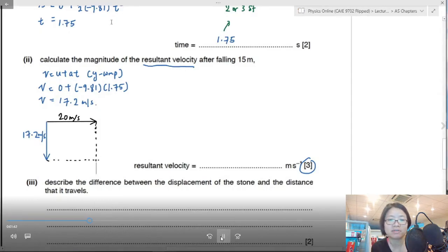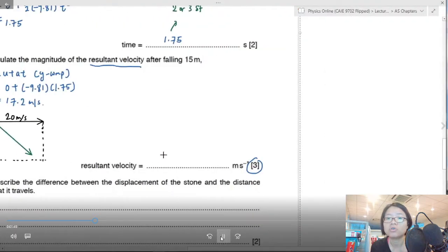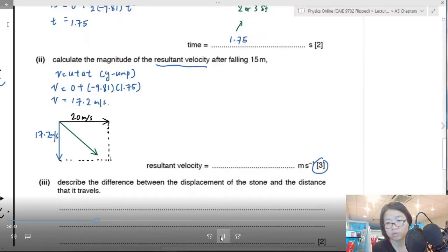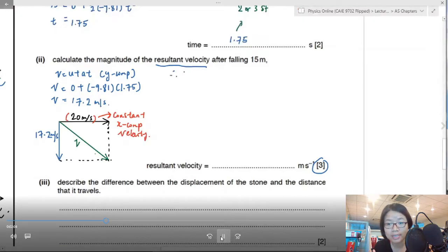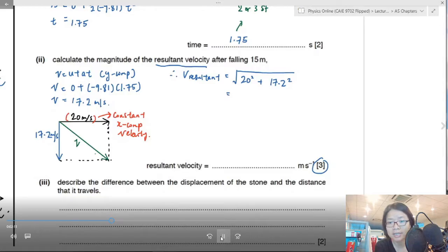So here your resultant velocity would be the resultant between these two. If you did your chapter 1 work, if your kung fu for vectors is okay, you would immediately notice that you can use the Pythagorean theorem, which is why we resolve into X component and Y component in the first place, because when you want to combine them again, it's actually quite straightforward. This is me just reminding you that this is the constant X component. So from here, you can get your resultant speed as the square root of 20 squared plus 17.2 squared, and then you type it into your calculator. And then you will get around 26 meters per second.